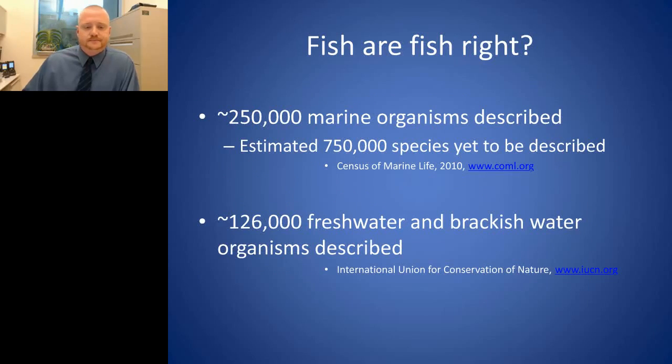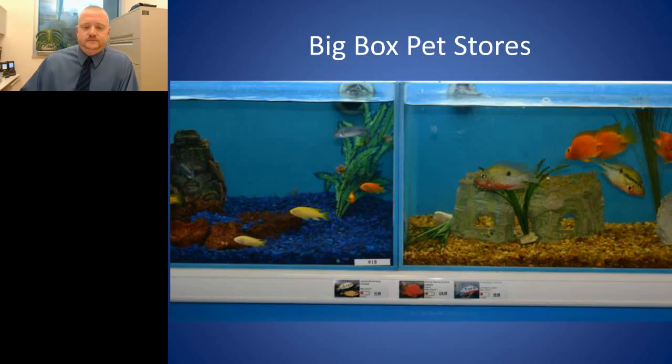And we'll talk a little bit about oversight and management from the veterinary side and from the technical side. So the first question I always like to ask people is, fish are fish, right? And the answer to that is, of course, no. The Census of Marine Life has estimated that there are 250,000 marine organisms already described and 750,000 yet to be described. So it's quite a variation. And in freshwater and brackish water, approximately 126,000 species have been described. So there's lots and lots of variation.